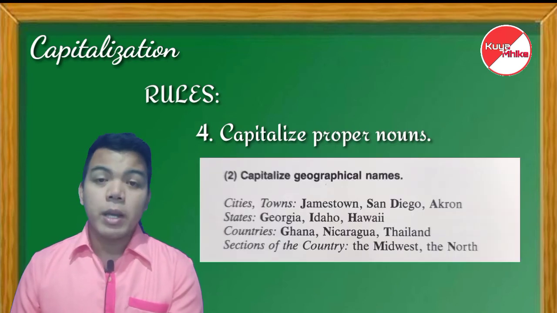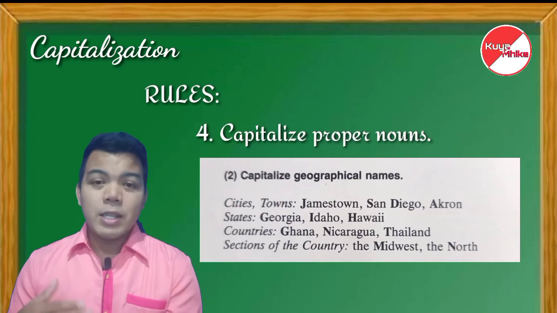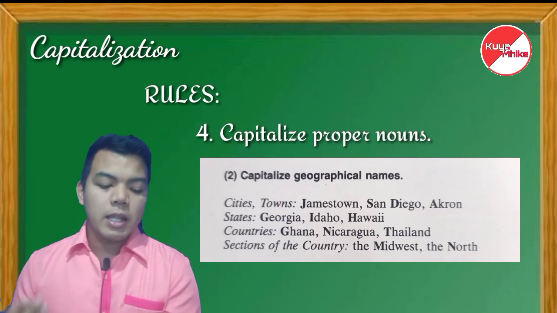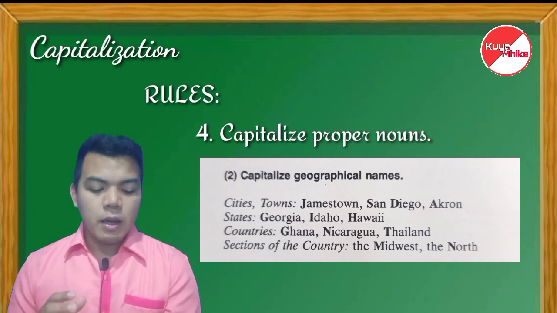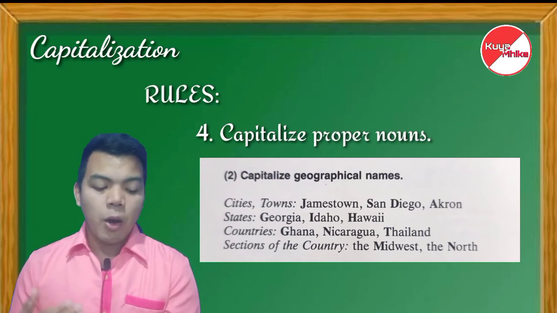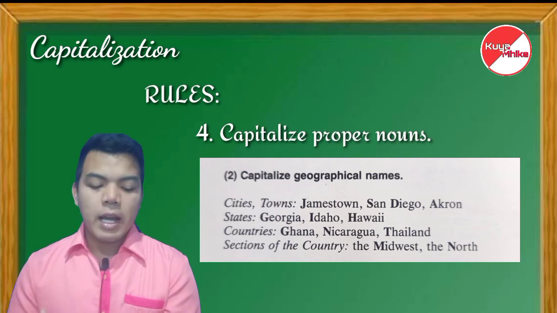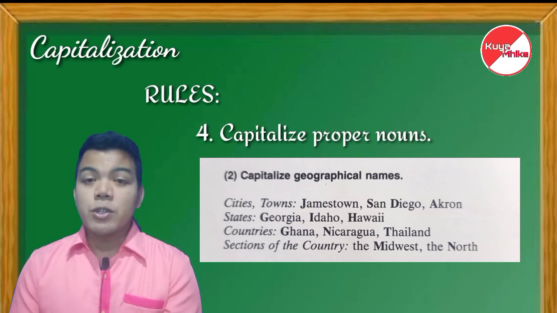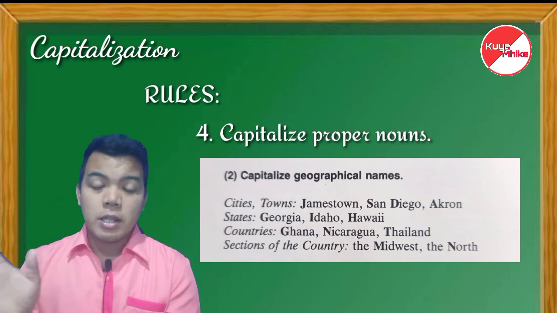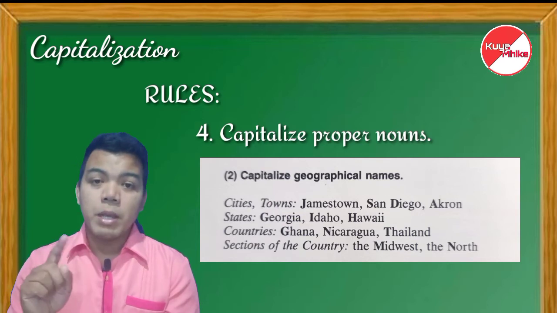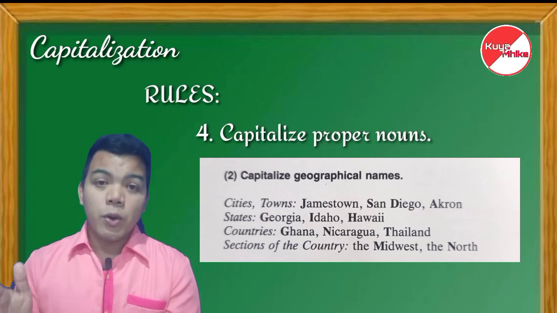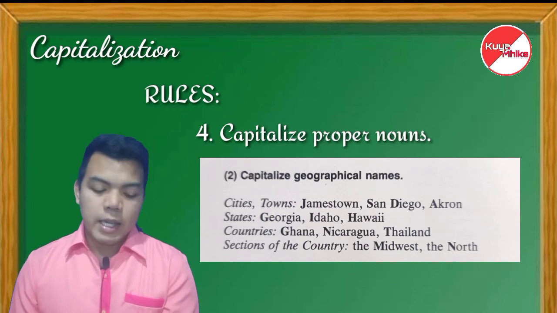Next, capitalize geographical names. So, when we say geographical, ito yung mga cities, states, countries, sections of the country. For example, sa cities: Jamestown, San Diego, Akron. Then, states naman, we have Georgia, Idaho, Hawaii. Or countries naman: Ghana, Nicaragua, or Thailand. Sections of the country like yung north, east, west, south, no? So, when we say, for example, the Midwest, kailangan ng malaking titik or capitalize. Then the North, yung N should be capitalized.